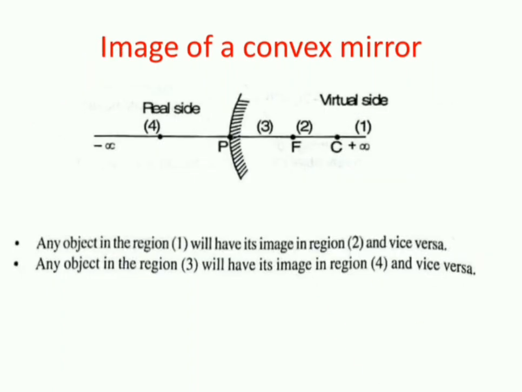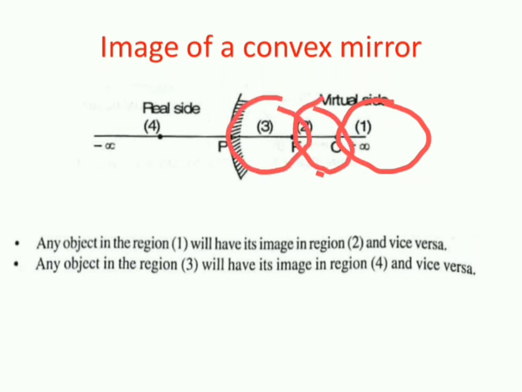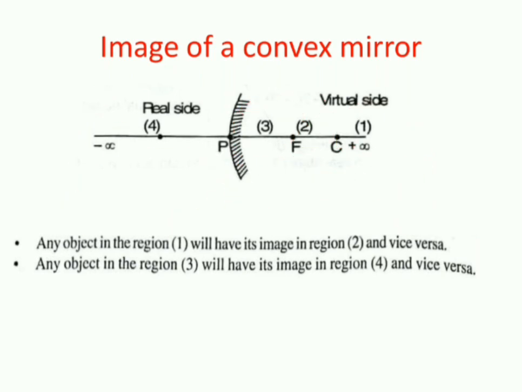Now similarly for a convex mirror, this is important to do matching questions. So here also we have divided the regions into 4 parts, 1, 2, 3 and 4. Look at the regions. From plus infinity to C, I have taken this as region 1. Between C and F, region 2. Pole to focal length, region 3. And pole to minus infinity, all this is region 4. So let us see how the object and image positions are changing in various regions.